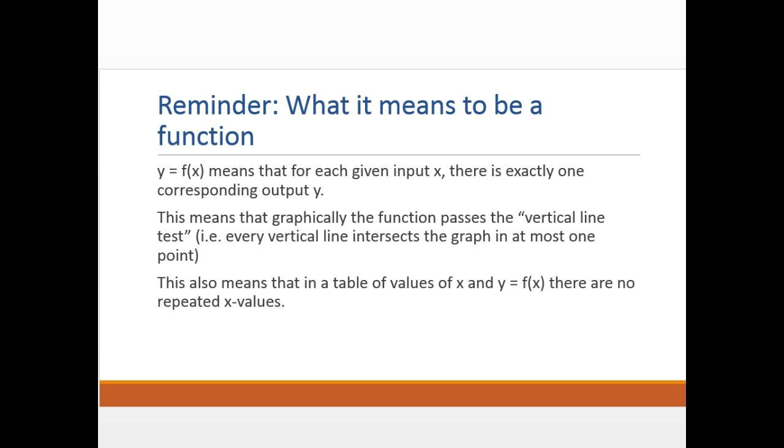What does it mean to be a function? This is just a reminder. Basically, a function is that for any given input x, there's exactly one corresponding output y. Graphically, this means it passes the vertical line test. In other words, if I saw the graph of a function and I were to pass vertical lines over it, any vertical line would intersect the graph at most one point. Numerically, this means if I was given a table, there'd be no repeated x values in the table.